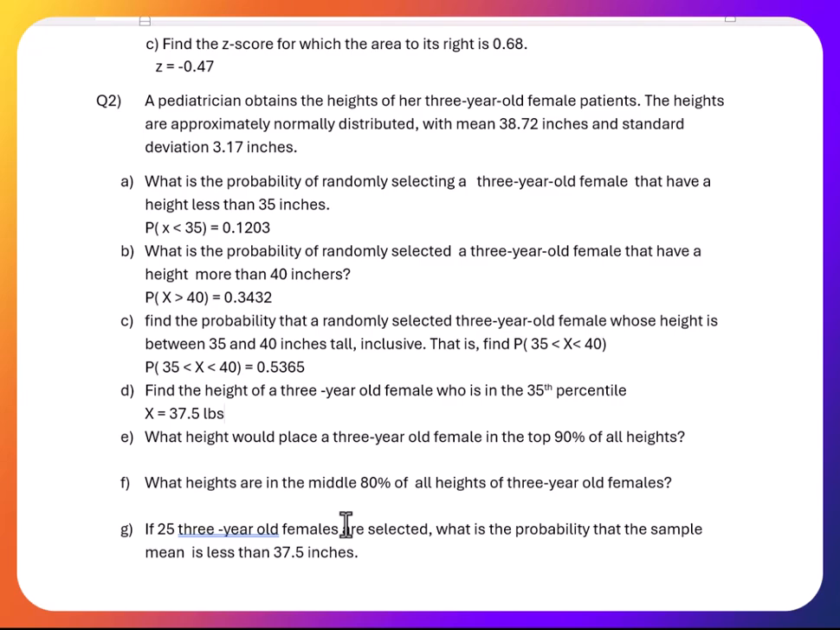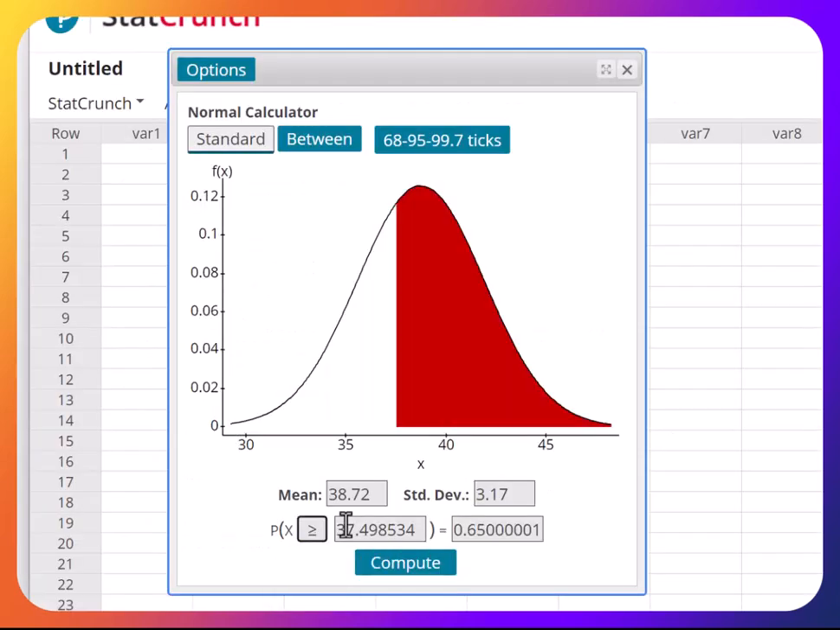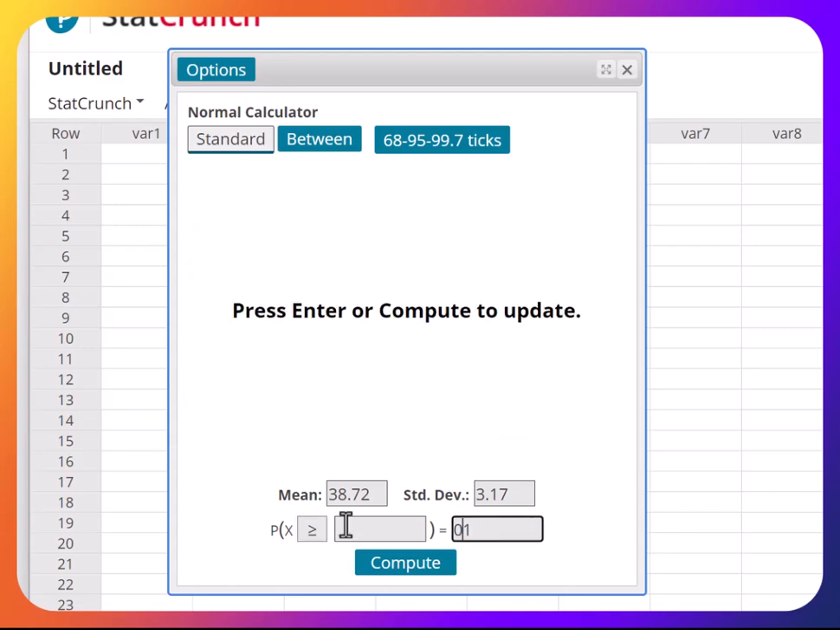Okay, next. What height would place a 3-year-old female in the top 90%? When he gives you top 90%, that means he's giving you the area, the probability. And a top 90% means an area to the right, and we need X again. Here's how you do it. You need to change the sign to greater than because it's top. You need to put 90% right here.